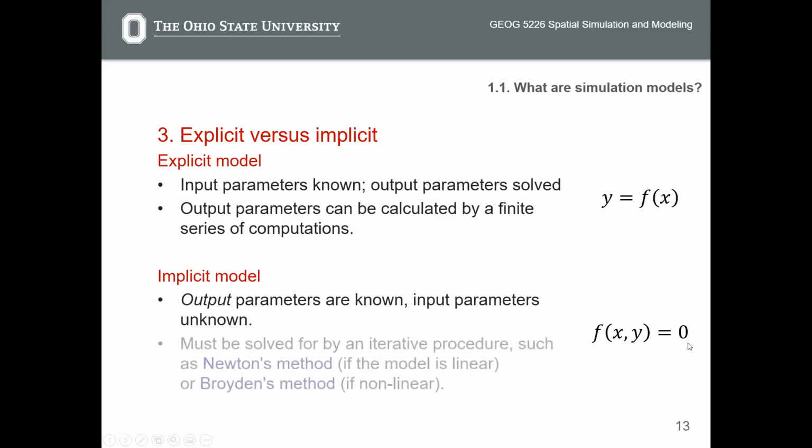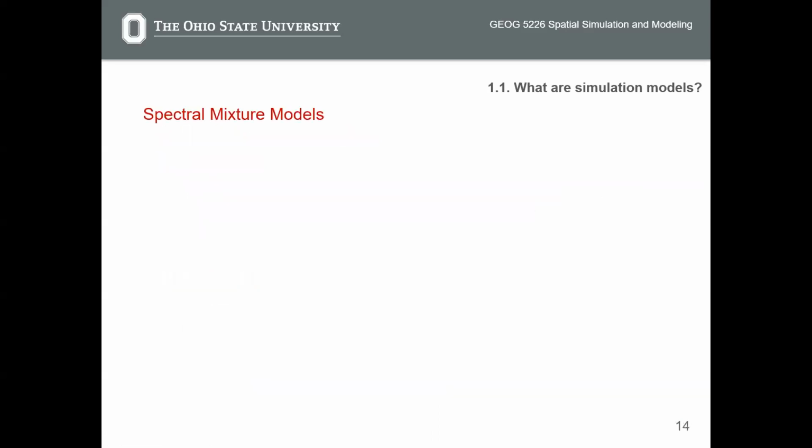Input parameters unknown must be solved for by an iterative procedure, such as Newton's method or Broyden's method. It means that you cannot simply use one step to find out the input. You need to repeat this solving process multiple times to get the results, which are inputs, right?